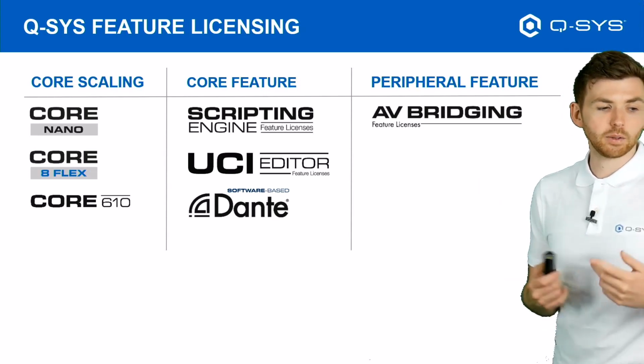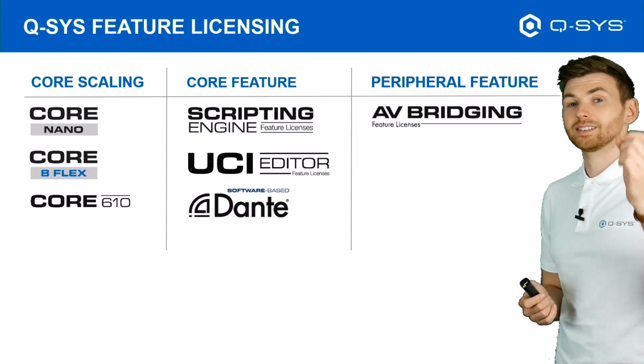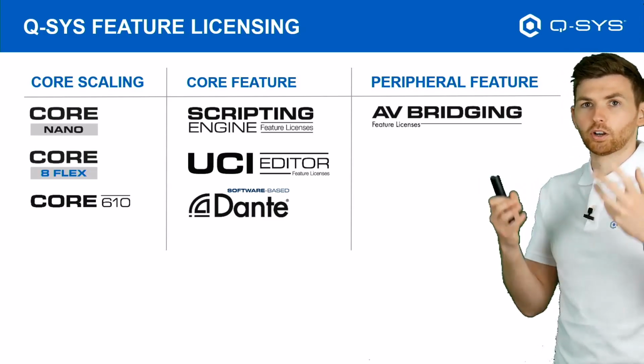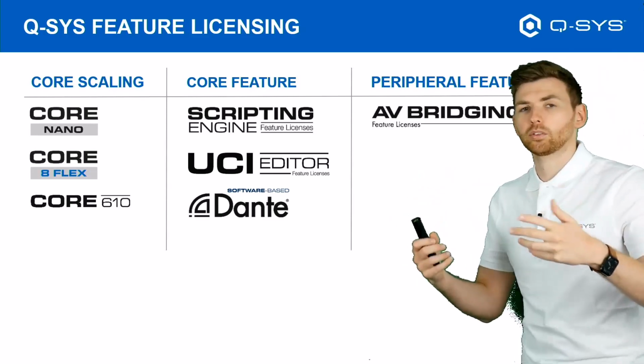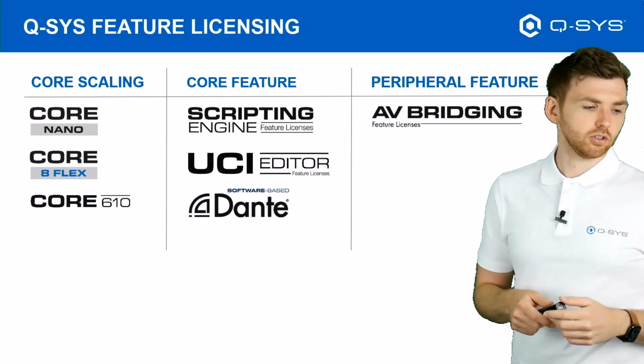Okay, so AV bridging, like we said, that is an optional feature for the TSC series and also for NV21, whereas these products will be used quite often without that. So instead of making everybody pay for that, it's just an optional feature should you need it.